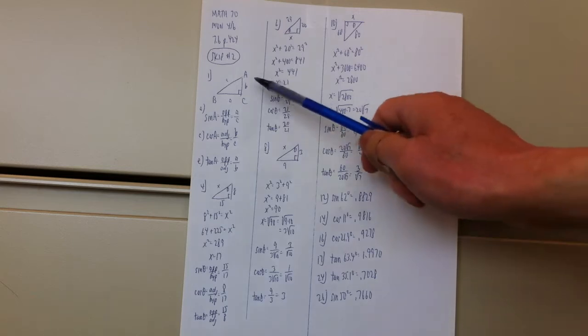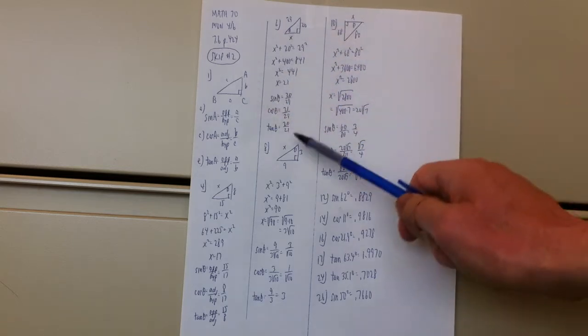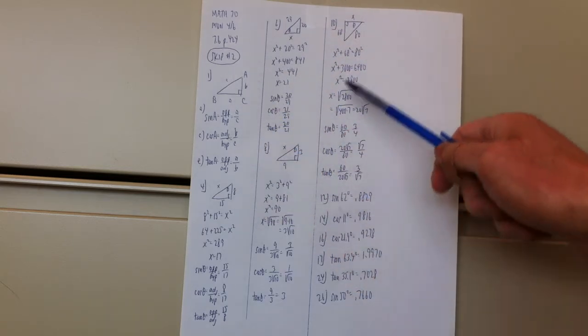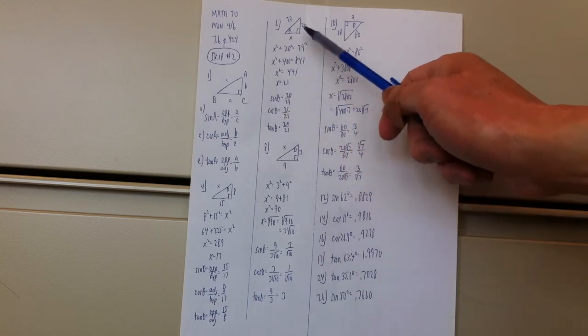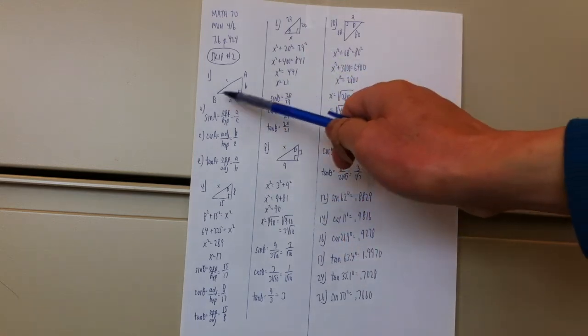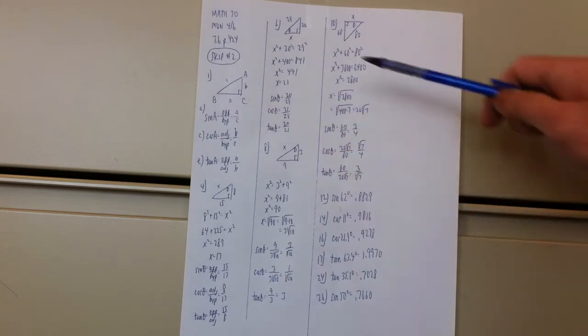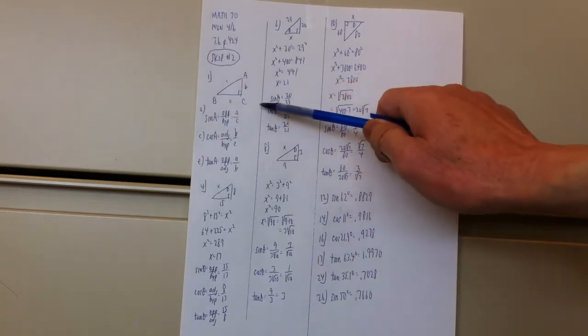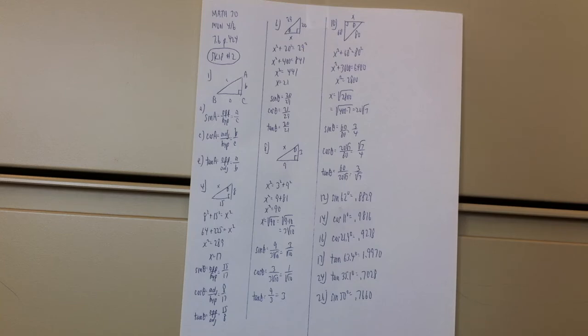Problem number 1, you're given this triangle. Again, I'm making quick and dirty triangles. I didn't get a ruler or make them look nice, but just to get the idea. So they give us a triangle which looks like this. Capital A, B, and C are points, the points of the triangle.